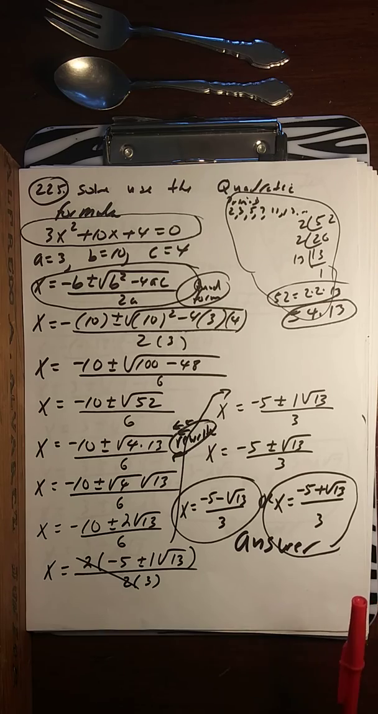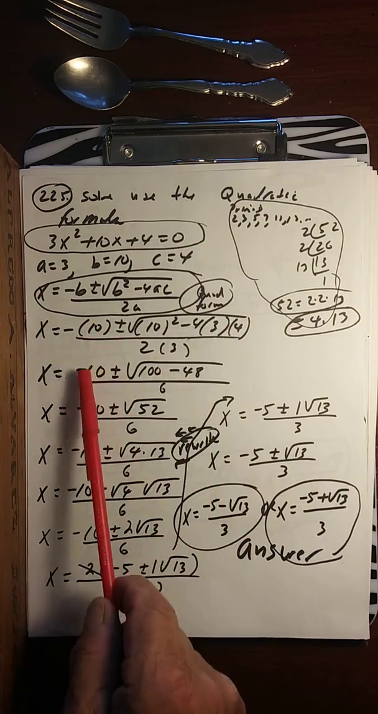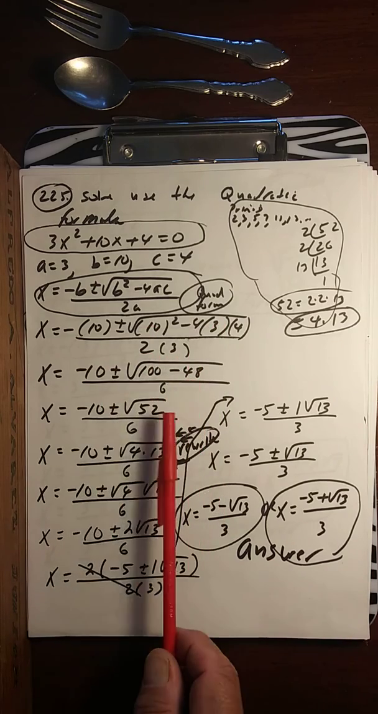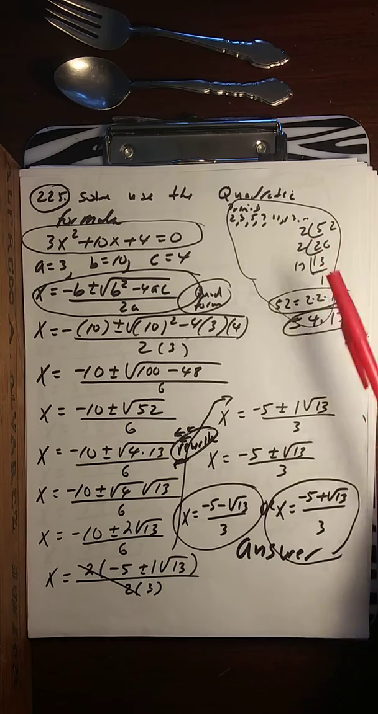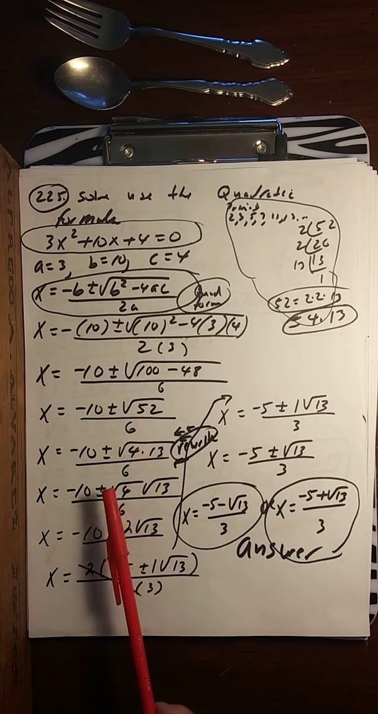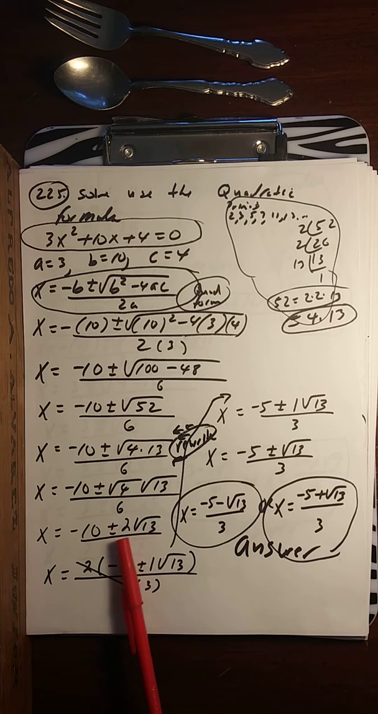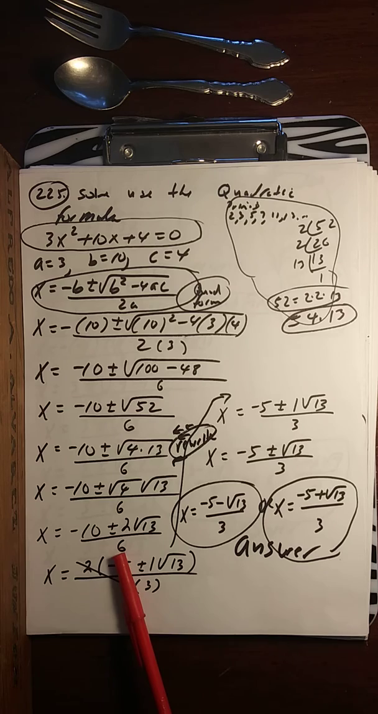Solve with the quadratic formula again. Put the numbers A, B, C in there. You have negative 10, 100 minus 48. That's 52. And 52, we're going to break it down. 2, 2, and 13. So that's going to be 4 times 13. So square root of 4, 13. Square root of 4 I can do. 13, nope. So this is going to be negative 10 plus or minus 2 square root of 13 over 6.